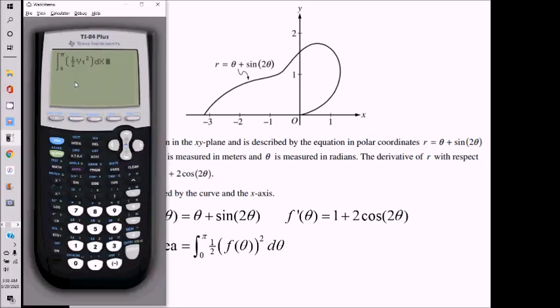So here's what this looks like on the calculator. I did math 9 for integral. We're going 0 to pi, 1/2. And again, I stored f of theta, the r value, as y1. Just don't forget to actually square that in there. Press enter, and this comes out to about 4.382.